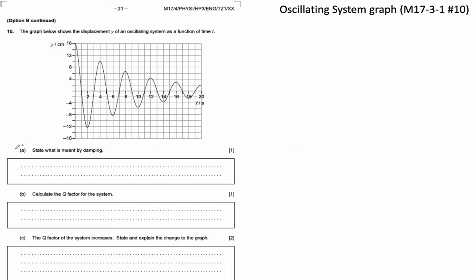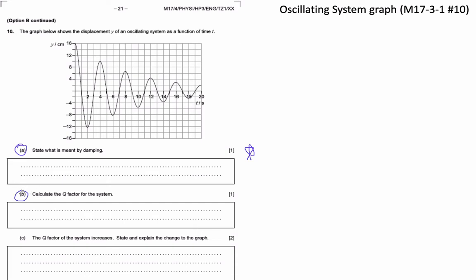All right, so question A, state what is meant by damping. Do your best, right? The damping is what's, of course, causing this amplitude to decrease like that. And remember, for Q factor, the Q is about how many times it's going to oscillate before it stops. That's sort of an informal thing, right?